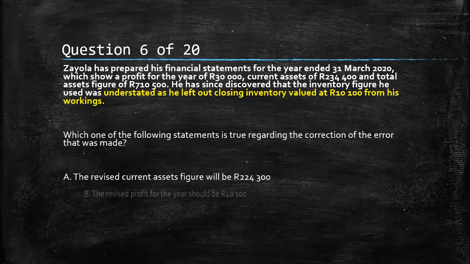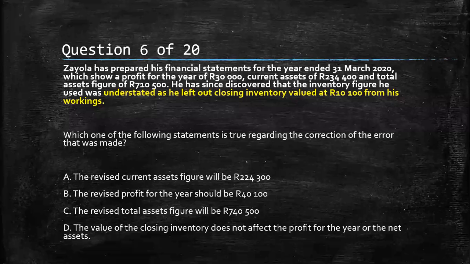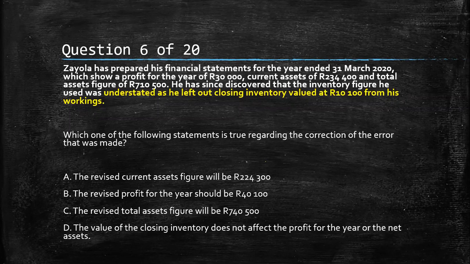These are the options. The revised profit for the year should amount to 40,100. So it means this amount of 10,100 will be added to the profit, because why? The closing inventory decreases the value of expense and it increases your profit. So once you make corrections, once you fix your error, your revised profit should increase.